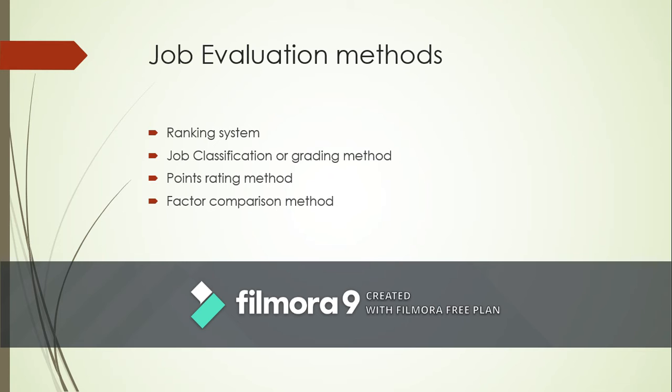The next one is the point rating method, or point ranking method. This is an analytical way of evaluating a job. In this method, each job's key factors are identified and the sub-factors are determined. These sub-factors are then assigned points by their importance. For example, the key factor to perform a job is skills, and it can be further classified into sub-factors such as training required, communication skills, social skills, persuasion skills, etc.